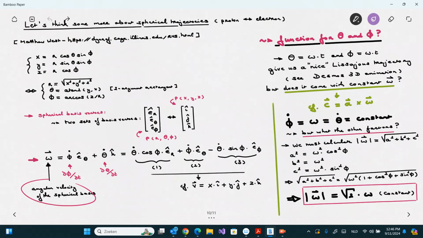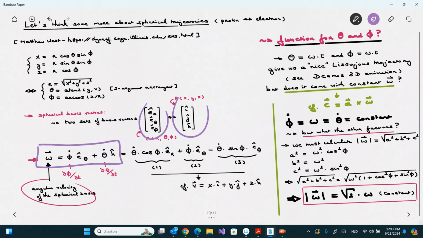So that's all good. And then on that website, and that's the thing I sort of stayed away from, is the angular velocity of the spherical basis. You can write it as like this. And that's a derivation I didn't do, but I will do the next one.